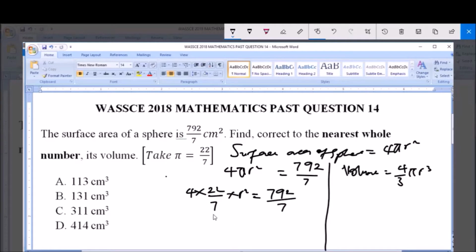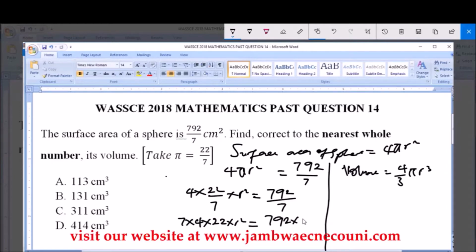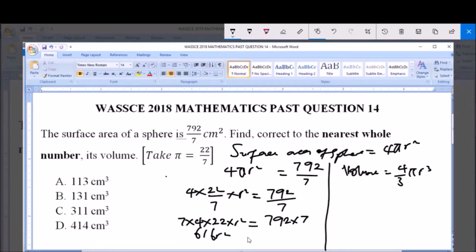Now when we cross multiply, we'll have 7 multiplied by 4 multiplied by 22 multiplied by r square is equals to 792 multiplied by 7. Then from this we'll have 616 r square is equals to 5544. Now r square will be equal to 5544 divided by 616, and so r square is equal to 9. Since r square is equals to 9, we can simply say r is equals to the square root of 9, which is equals to 3.